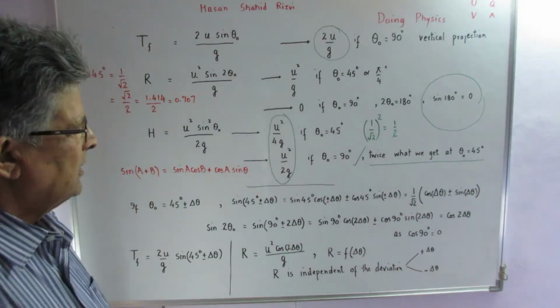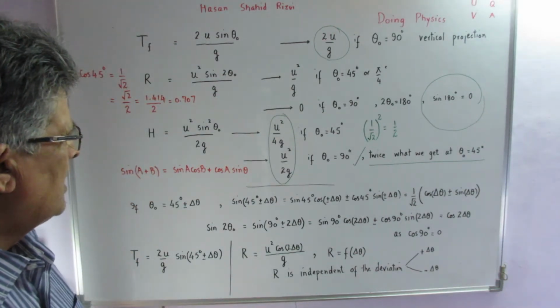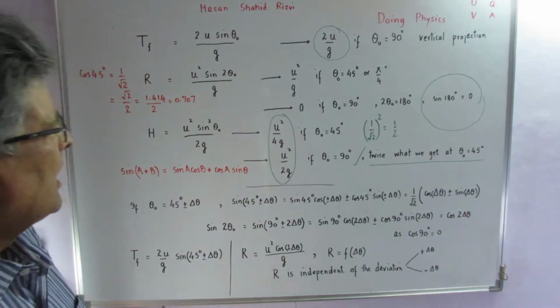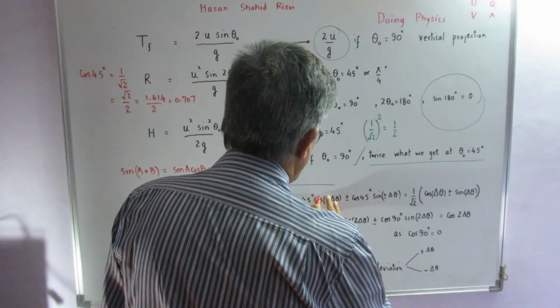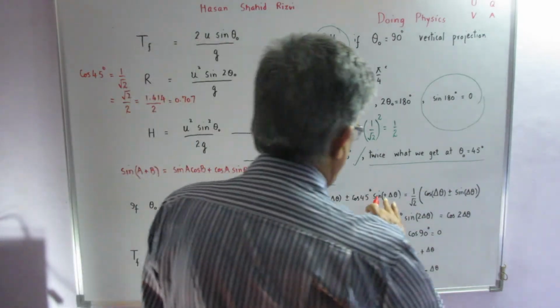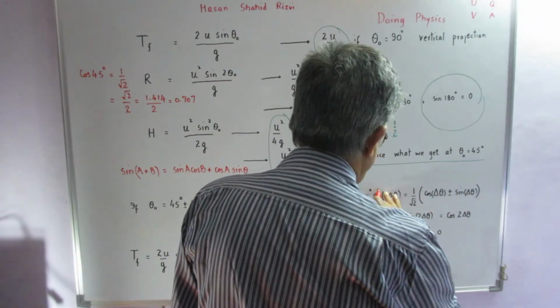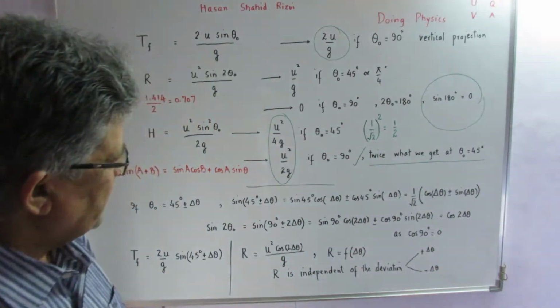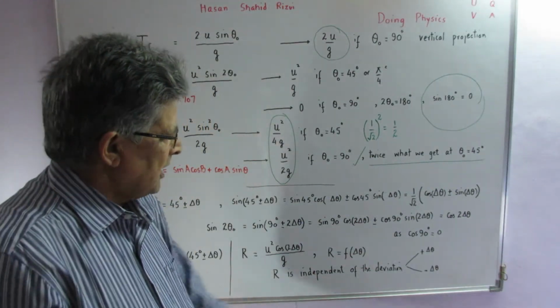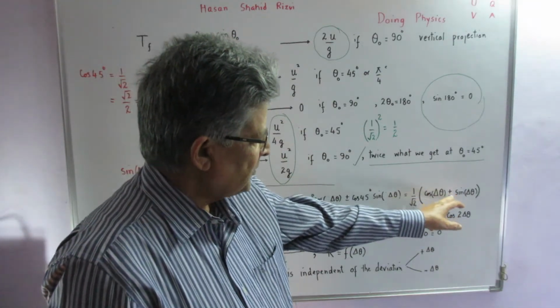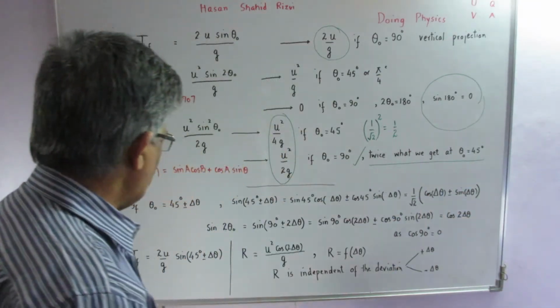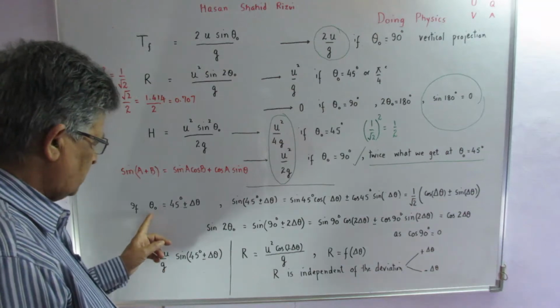Okay, so I think here I don't need to put it like this. Here also I don't need to put it like this. That was in the flow of the pen. Okay, so this becomes equal to 1 by root 2 cos of delta theta plus minus sine of delta theta. So this is theta naught.